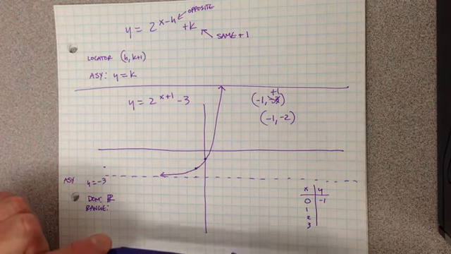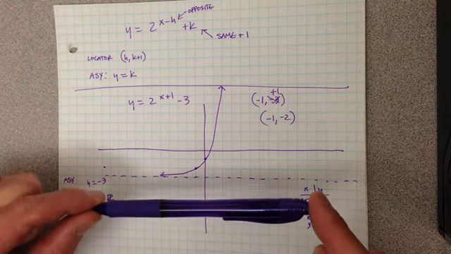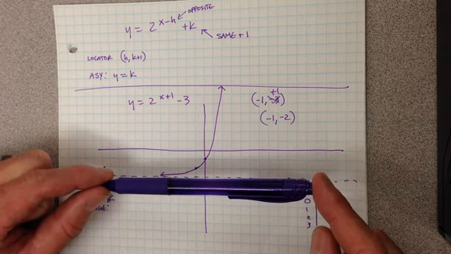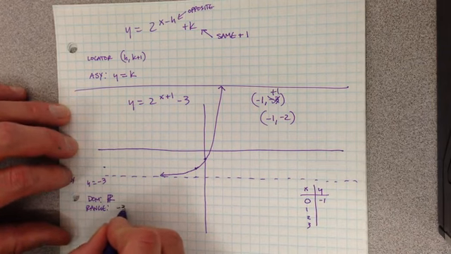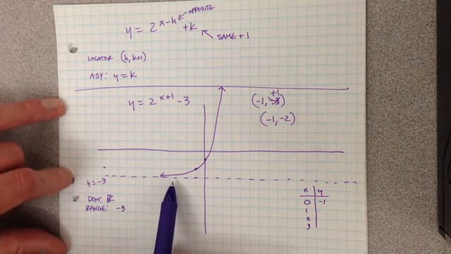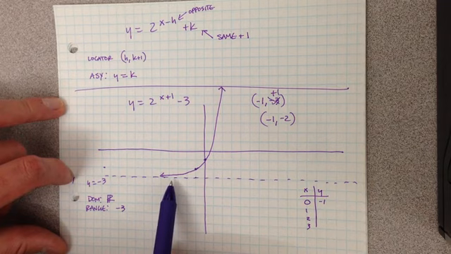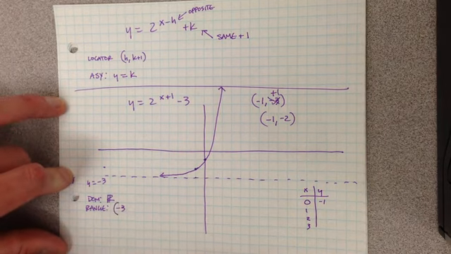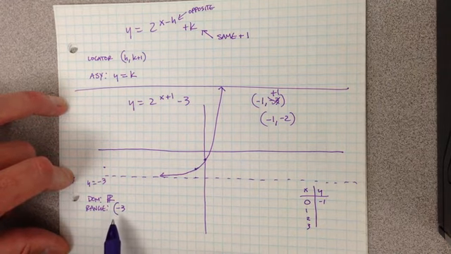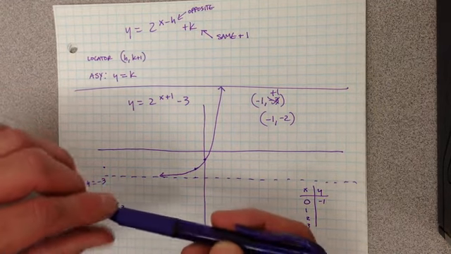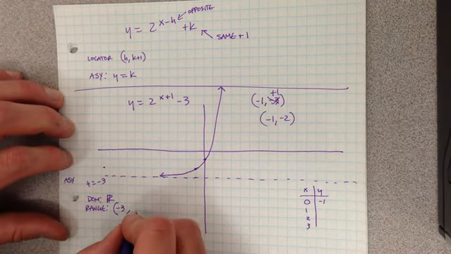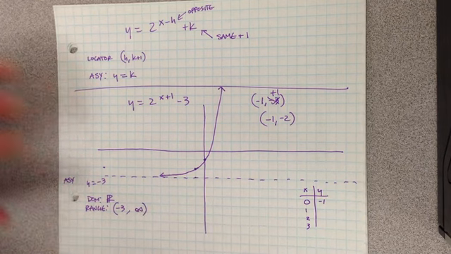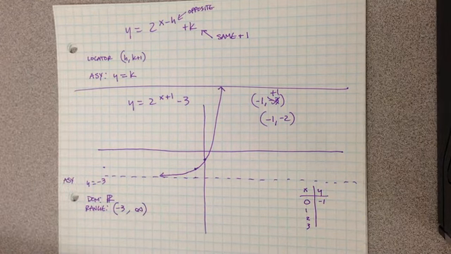Range, slightly different. If I'm working my way from the bottom up, I first encounter my graph here at this asymptote, which is -3. So I start at -3, but I'm not actually hitting -3. I'm getting super close. Therefore, I cannot include that point of -3, so I use parentheses. And as I continue all the way up, I will hit my graph to positive infinity. And that is also with a parentheses.